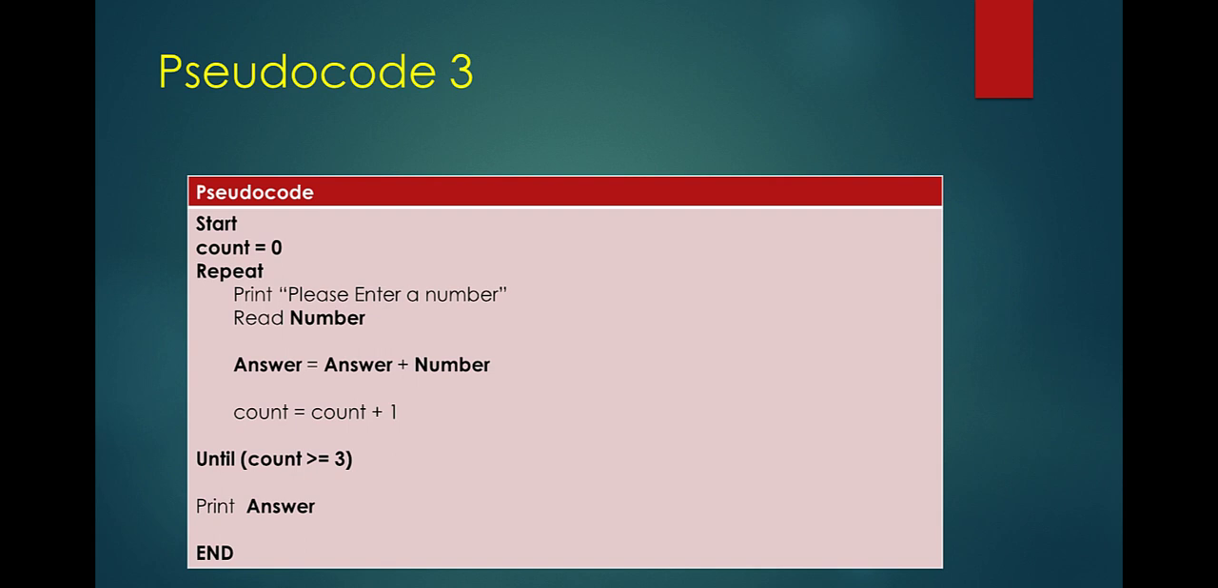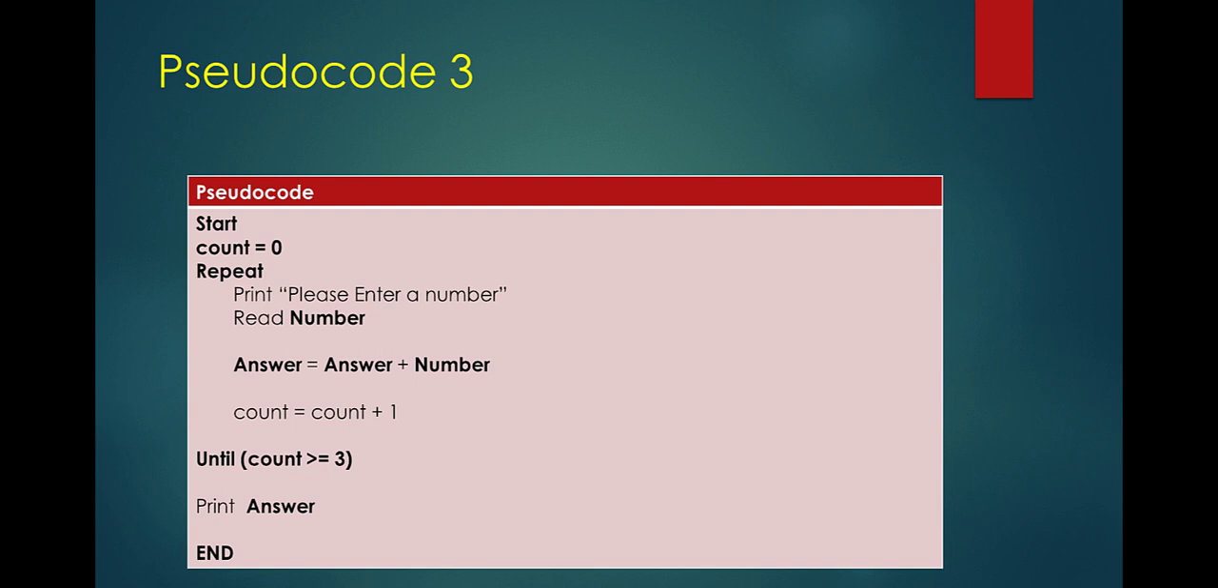Then it loops back up, or first of all it checks to see whether count is more than or equal to 3. So it checks the variable at the start, whether it is more than or equal to 3. And if it's false, then it continues its cycle.